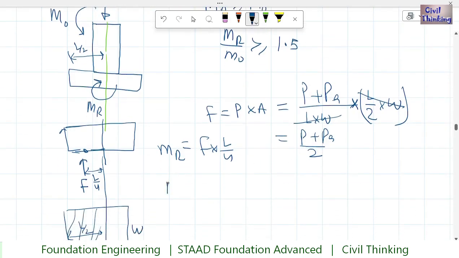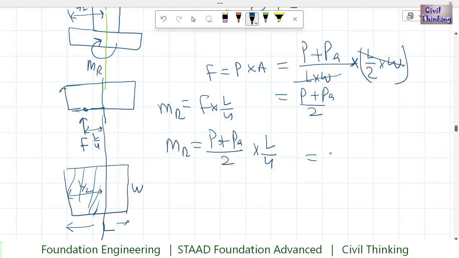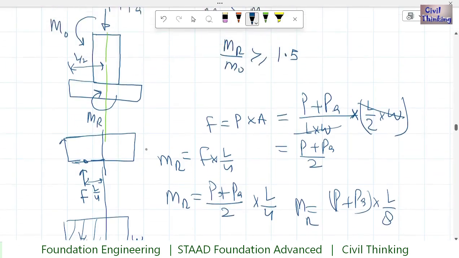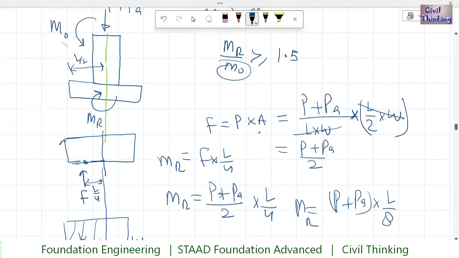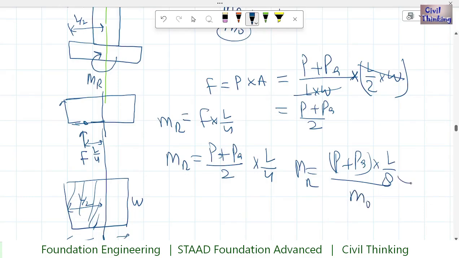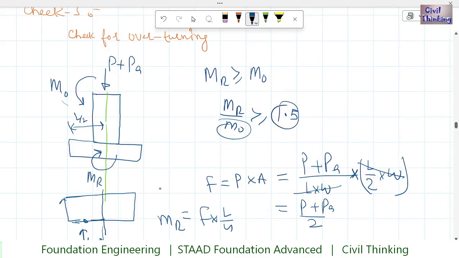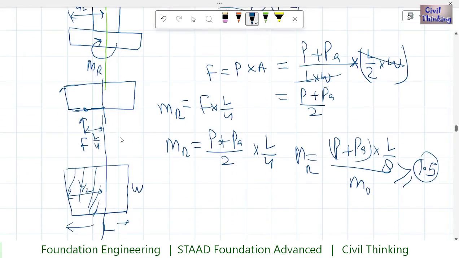So the resisting moment is F times L by 4, where F is P plus PA divided by 2, multiplied by L by 4. So it is P plus PA times L divided by 8. This is our resisting moment, and it has to be more than the overturning moment. So all of this divided by M_O has to be greater than or equal to 1.5. So this was check 3. Let us move on to check 4.